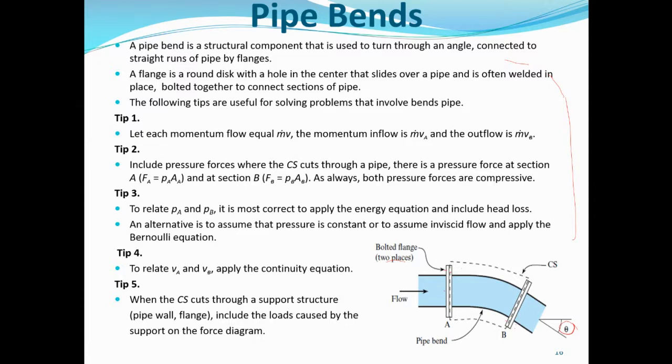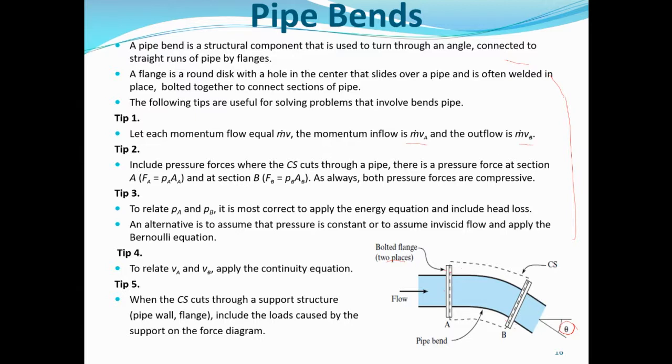Tip 1: let each momentum flow equal m dot v. m dot, because m dot is the rate of change of mass. So this is the momentum flow, the rate of change of momentum. So this is m dot v, for A and B.